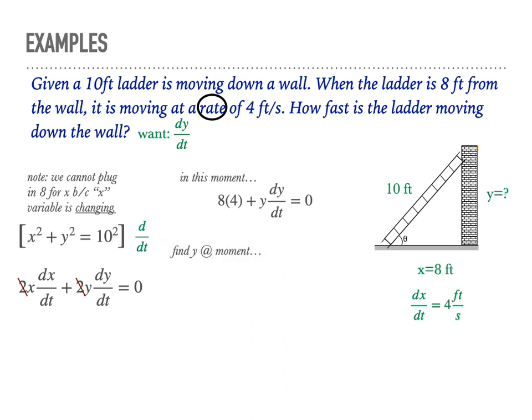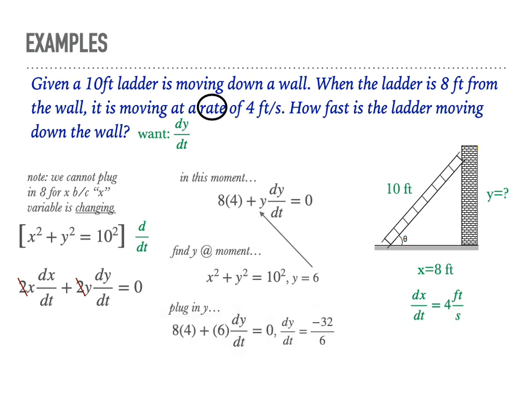And we want to find y at this moment. So we can just simply do that by using the Pythagorean theorem, right? Simple Pythagorean theorem, we have 10 squared equals x squared plus y squared. We plug in 8 for x, and we figure out that y equals 6. All right, now we can plug that y back into the previous equation. And we get 8 times 4 plus 6 times dy over dt equals 0. We can isolate dy over dt and get negative 32 over 6.